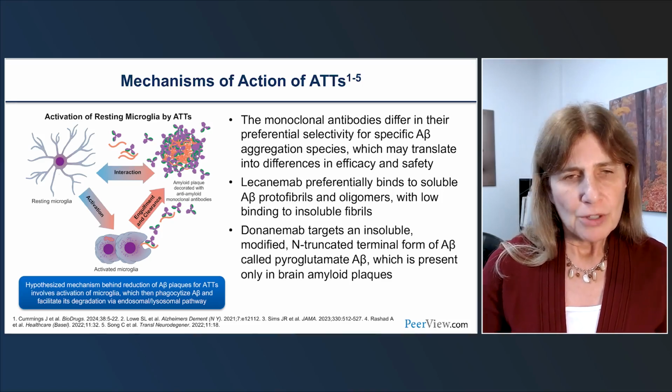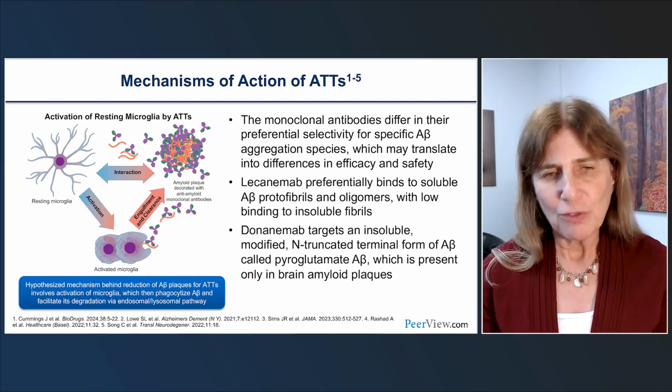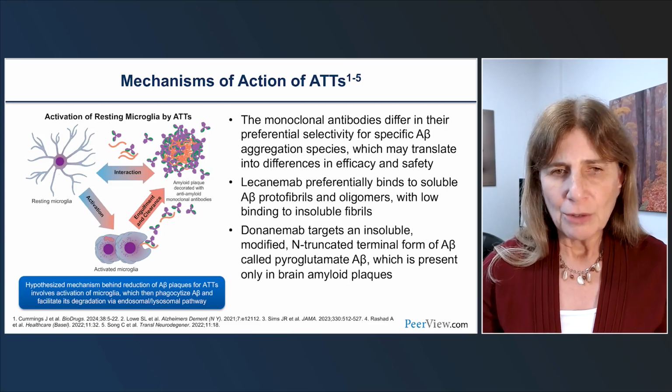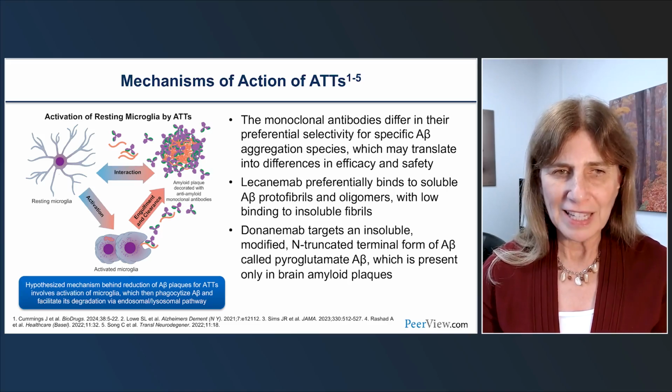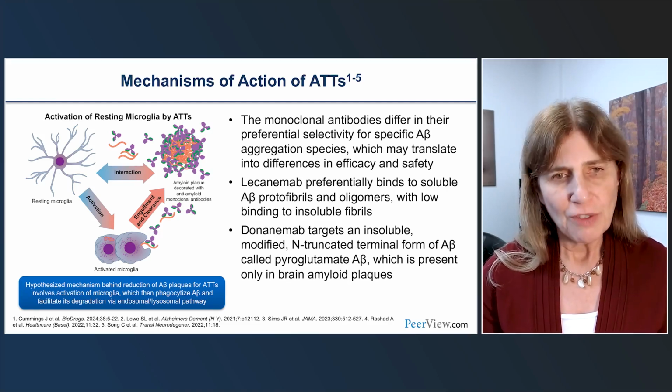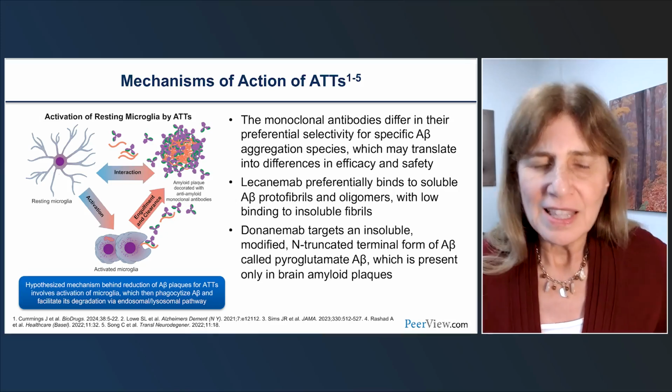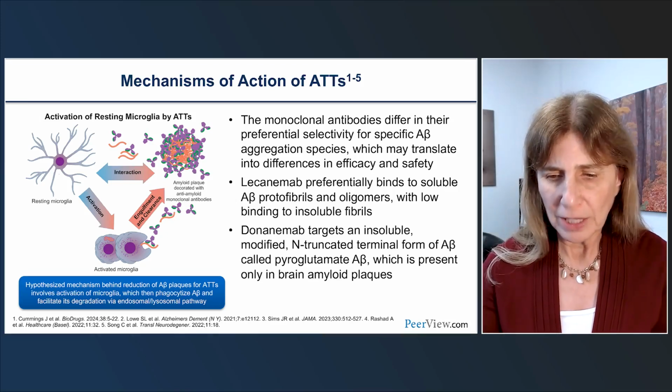When the antibodies are introduced into the brain, they're given by intravenous infusion, they get into the brain, they bind their respective species of amyloid, and then they attract microglia, and the process of phagocytosis begins and clearance of A-beta and the antibody-antigen complex.